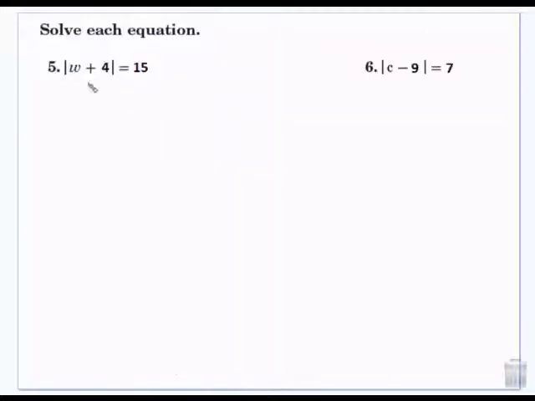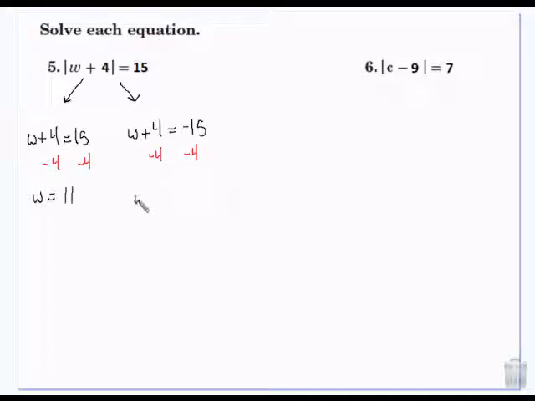So the absolute value part is alone already. So I'm going to do the split. So it equals 15, or it equals negative 15. Okay. I subtract 4 from both sides. So W equals 11. Or if I subtract 4 from both sides over here, W equals negative 19.